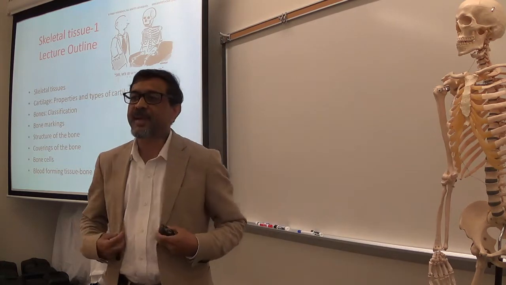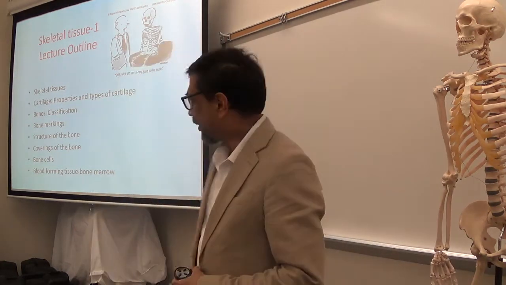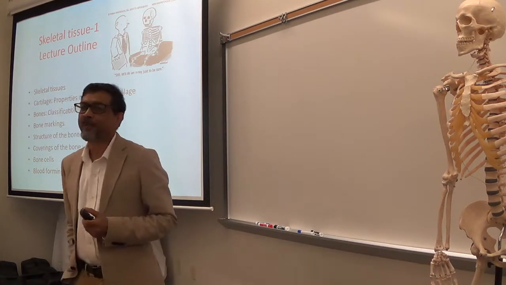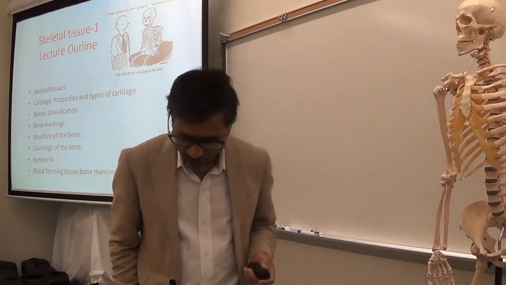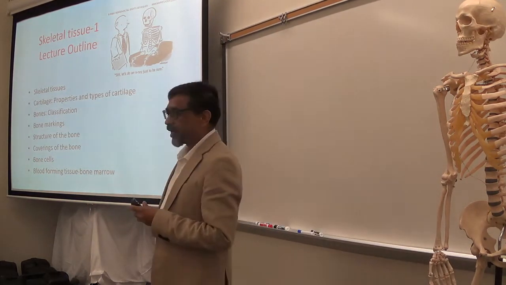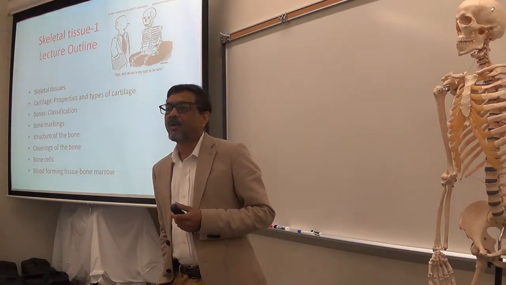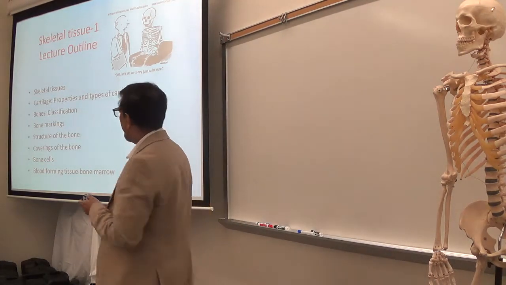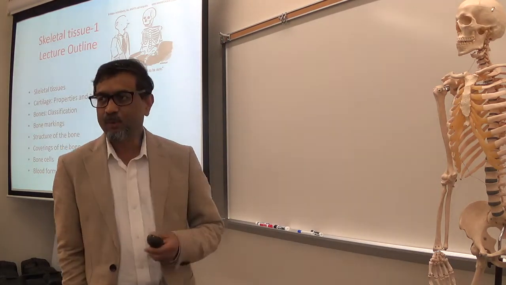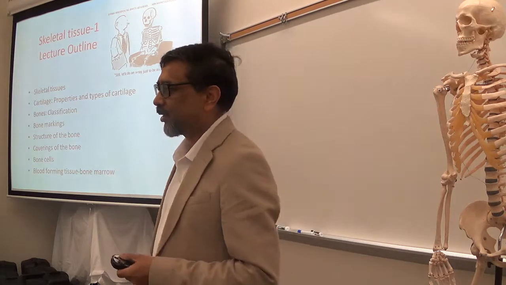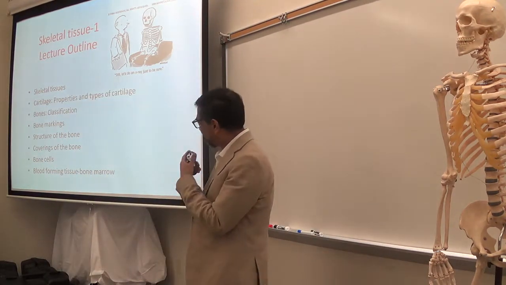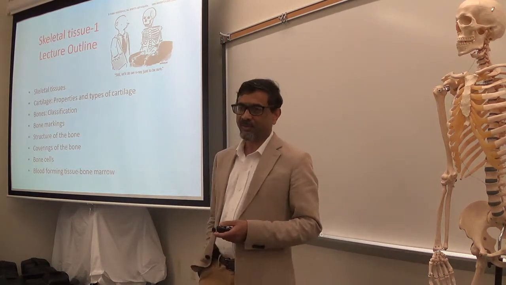Talk about the skeletal tissue. And the structures are formed by the skeletal tissue. Skeletal tissue structures include cartilages, bones, and ligaments. Those structures are formed by the skeletal tissue. So we basically talk about those structures.